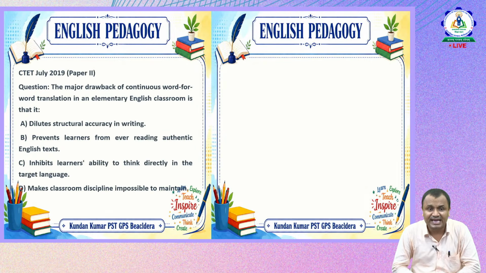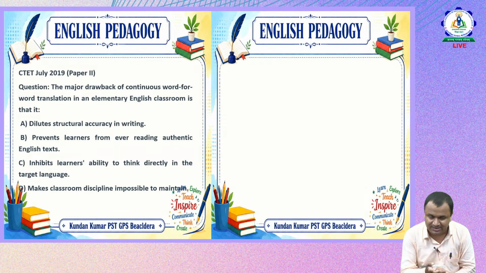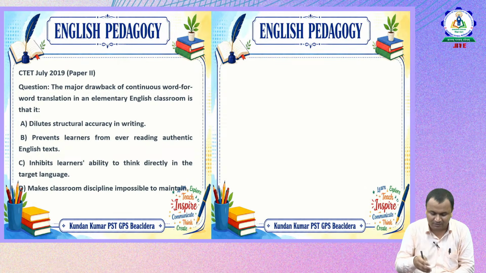Next, the major drawback of continuous word-for-word translation in an elementary school classroom is that. So, while teaching through GTM, what do we follow? We follow word-for-word translation or word-by-word translation or verbatim translation. What is the drawback of that particular word-to-word translation habit? Number one, it dilutes structural accuracy in writing.